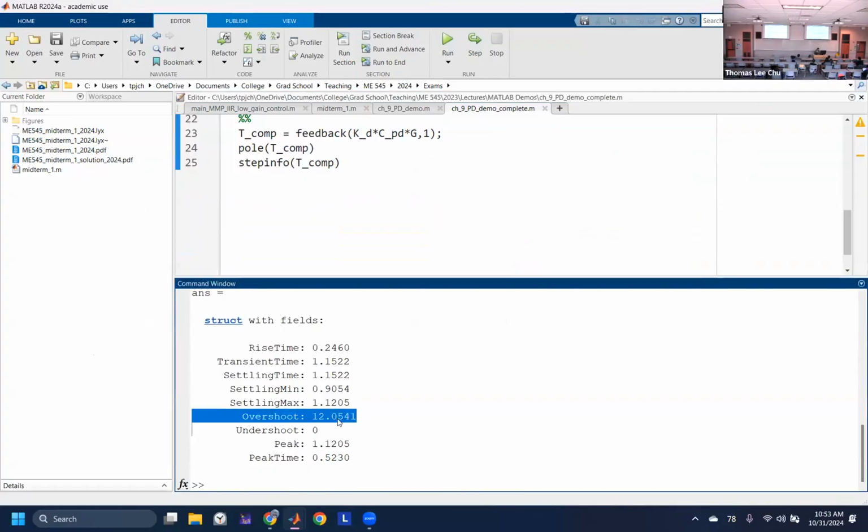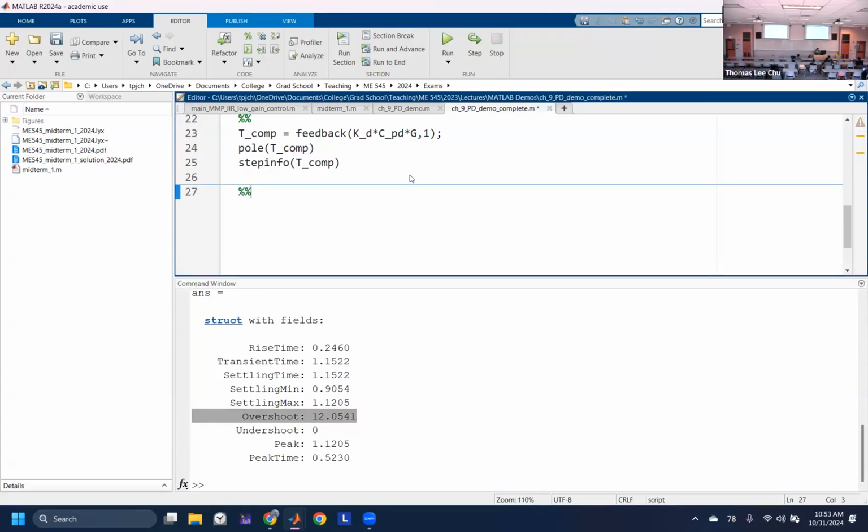So here our percent overshoot dropped even more. Even though we designed it for 16%, it's actually even lower. So that's why we actually run simulations to check our design. And we don't really ever design this by hand. We just do gain tuning on the computer until we get a desired response.